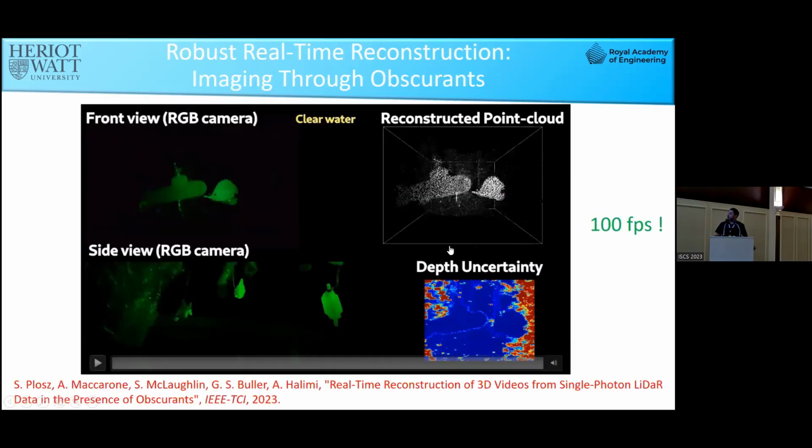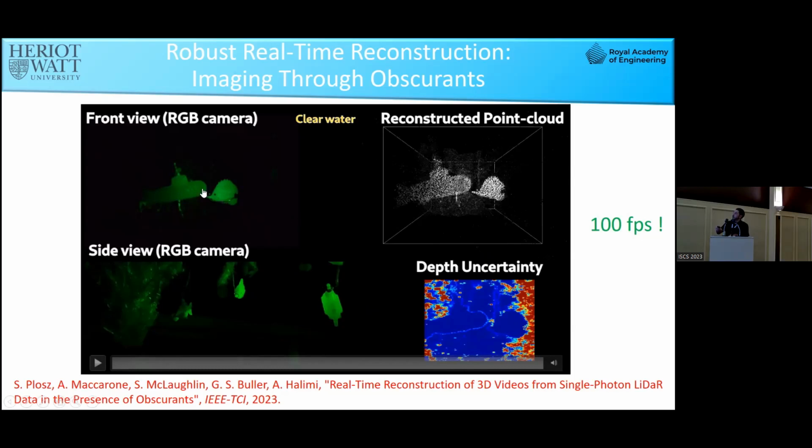So a nice property also of this statistical model is that if we introduce further approximations, we'll be able to make all updates independent and implement them in GPU to obtain an algorithm that runs in real time. So here, the algorithm is running at 100 frames per second, and we validated it by doing underwater imaging.